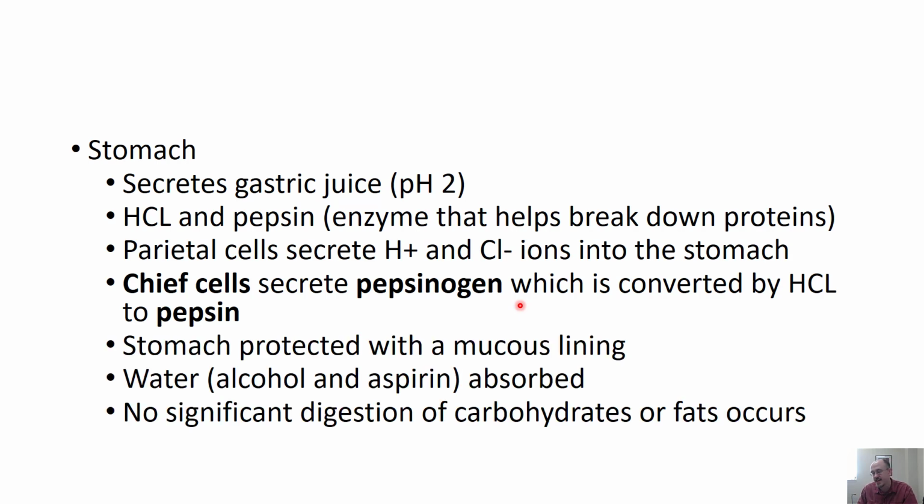Now your stomach itself has to protect itself from digestion, so it has a mucus lining that is replaced all the time. So it secretes this lining and then it replaces it. In the stomach, there's a little bit of absorption, but not very much. So alcohol and aspirin apparently can be absorbed through the wall of the stomach, but not a lot of absorption going on within that. And water, I should mention. Some water can be absorbed here. Not all the water you swallow, but a little bit apparently can make its way into the blood from the stomach. But there's no real digestion of carbs or fats in the stomach. Just the beginnings of digestion of proteins.